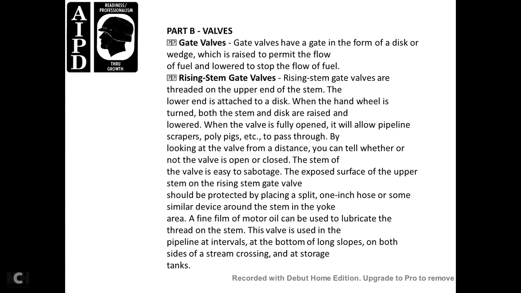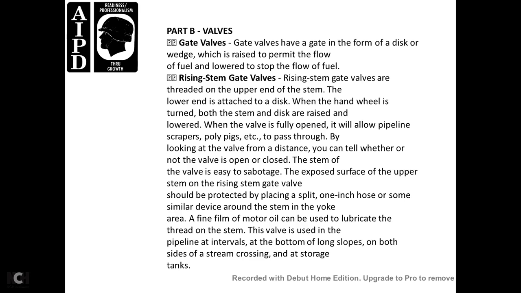The rising stem of the gate is threaded on the upper end of the stem. The lower end of it is attached to the disc. The handwheel is turned with the bolts of the stem, and the disc is raised or lowered. When the valve is open fully, it will allow the pipeline scrapers and poly pigs and so on to pass through. By looking at the valve stem from a distance, you can tell whether the valve is open or closed. The stem of the valve is easy to sabotage.